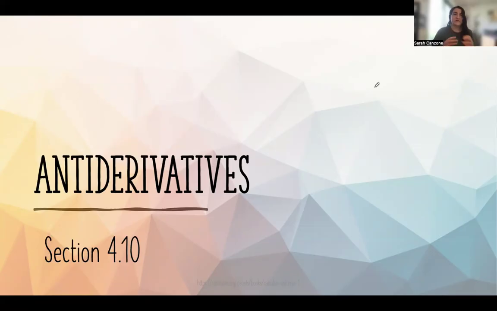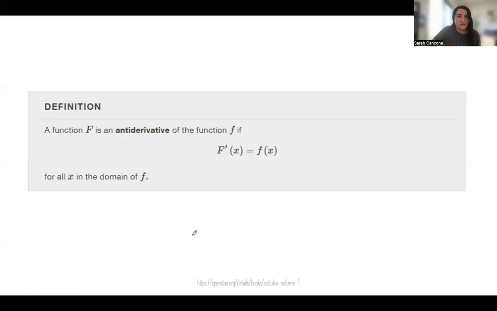Calc 1 is all about derivatives, and then Calc 2 is all about antiderivatives. But it is important to kind of touch on the idea of an antiderivative at the end of a Calc 1 course. So that's what we're going to be doing. From here on out, we're going to be talking about antiderivatives and the idea of how they relate to area and their applications. So let's first get a definition of what it means to be an antiderivative.